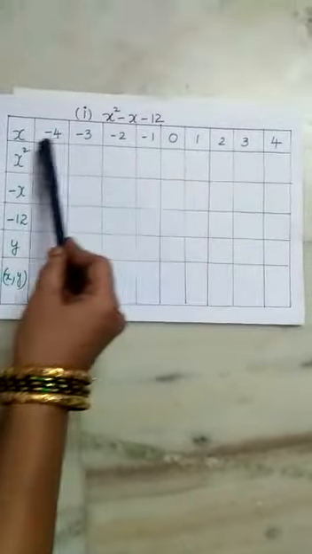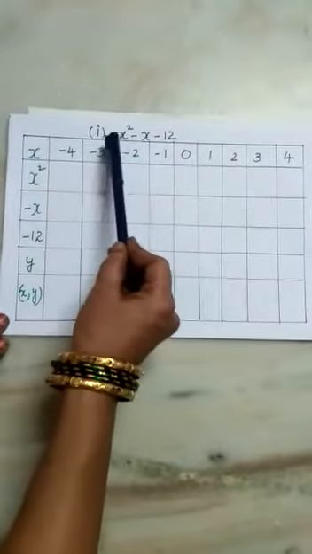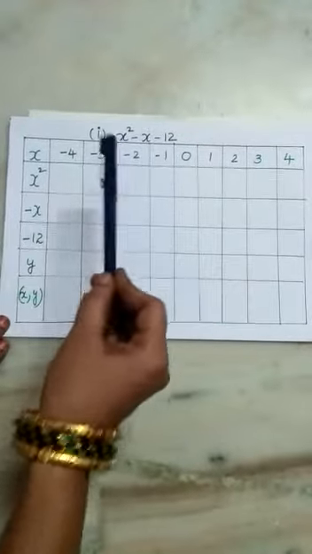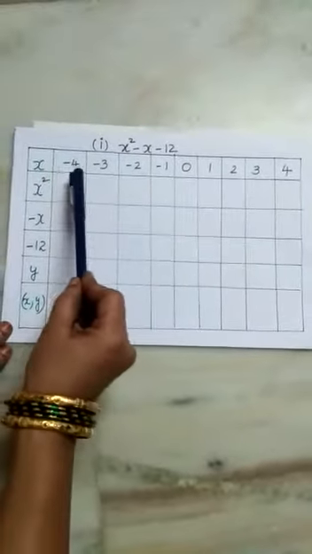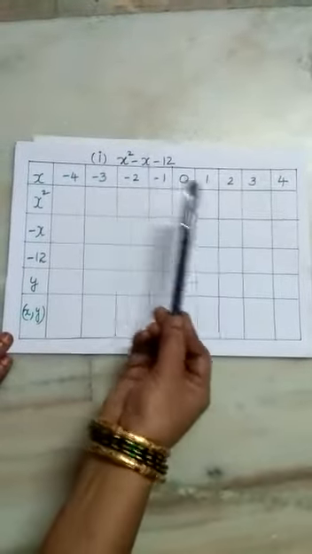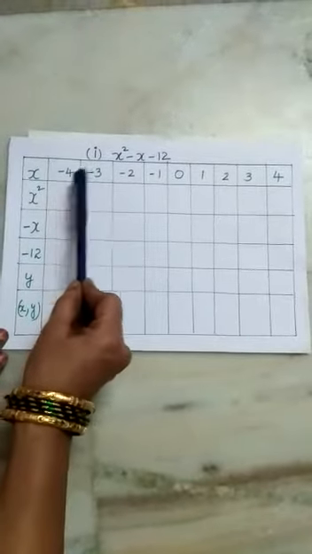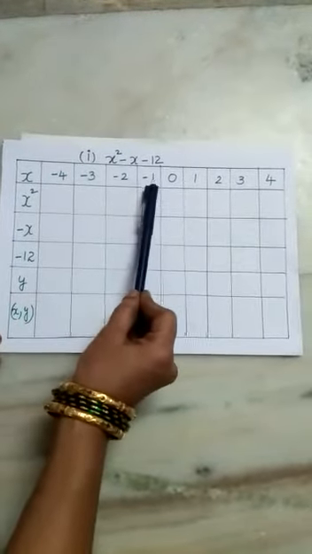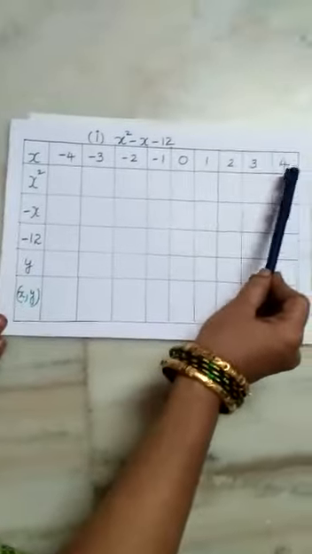Now, how to take the values for x? Because it is a U-shaped curve, you know that's a parabola, so in both directions you must get equally the shape. That's why you take both negative and positive values evenly on both the directions, with 0 in the middle. So, I have started with minus 4 here. Minus 4, minus 3, minus 2, minus 1, 0, 1, 2, 3 and 4.